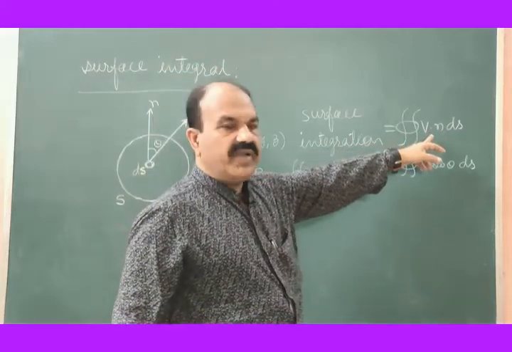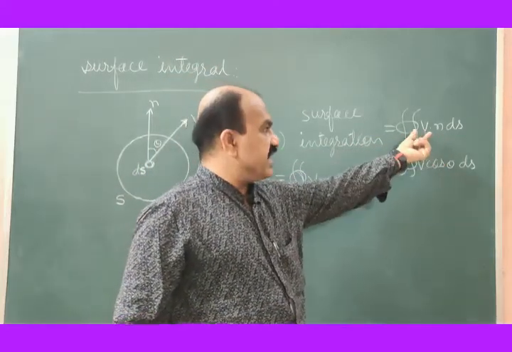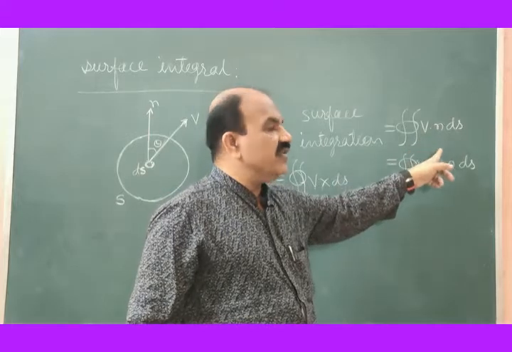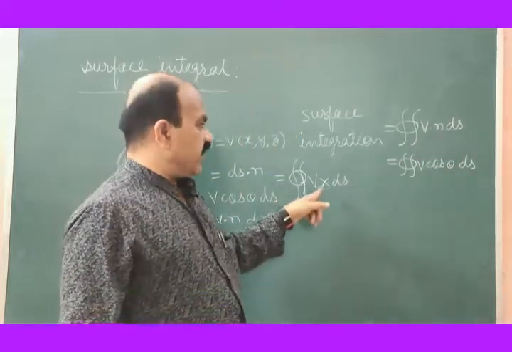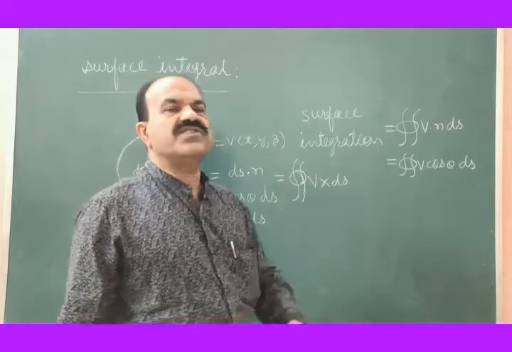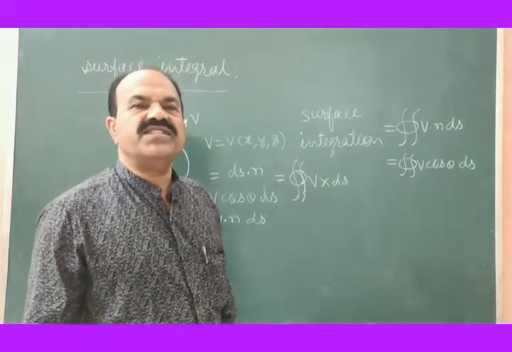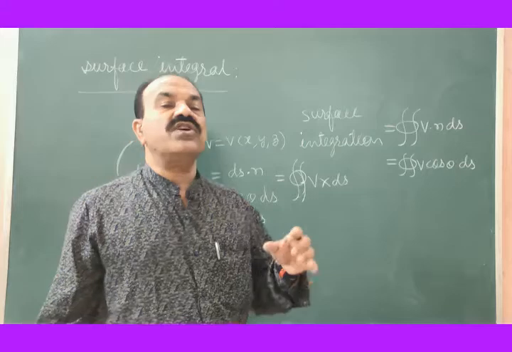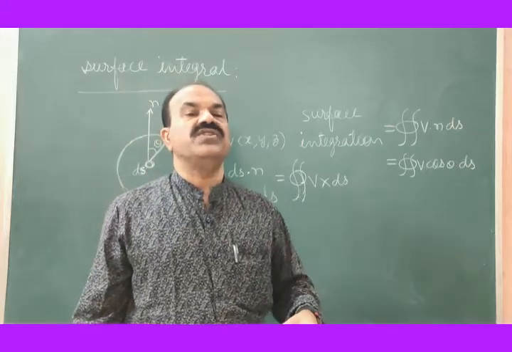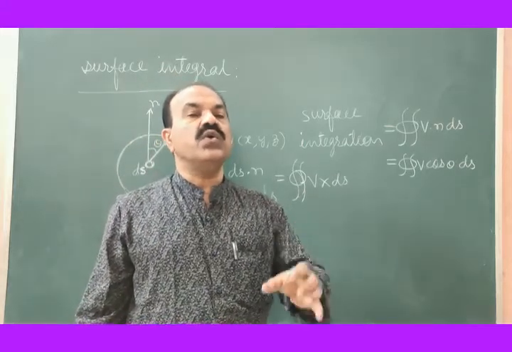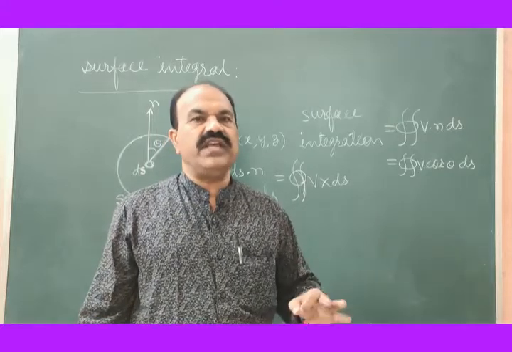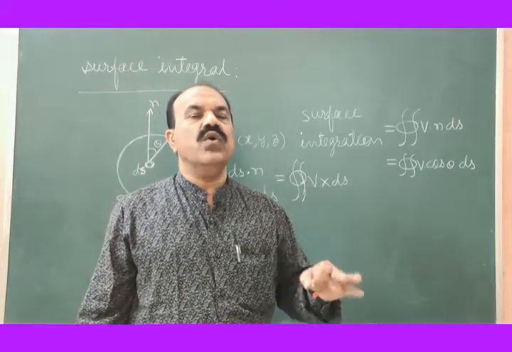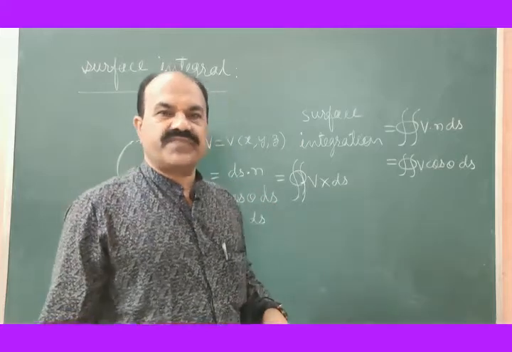Surface integration may be given this way. In this case, this dot will give us the magnitude. If cross is taken here, it will give us the magnitude as well as direction of flux of the vector field over the closed surface S. Flux of the vector field over the closed surface S.